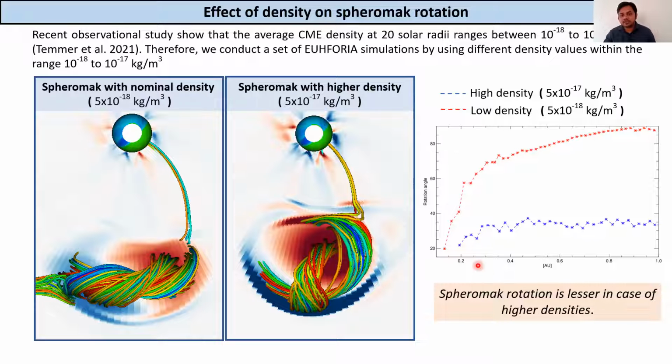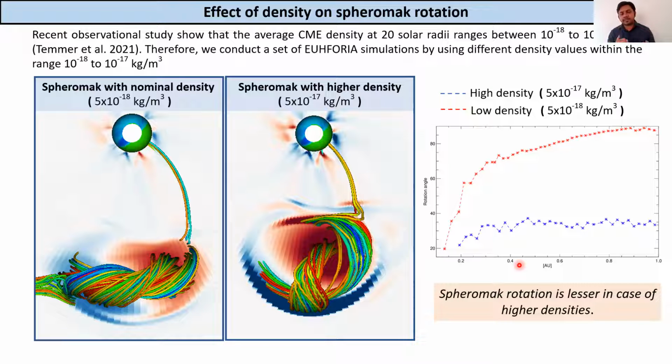Here through a plot, I have also tracked how the angle is changing with heliocentric distance. Here you can see the maximum rotation occurs close to the Sun, within 0.4 or 0.5 AU, which is quite understandable because the rotation is high when the ambient magnetic field strength is also high.